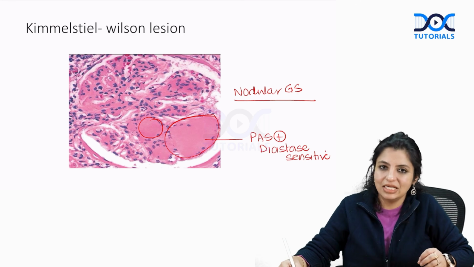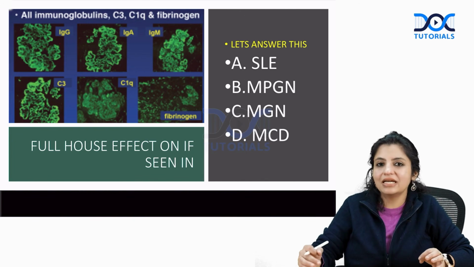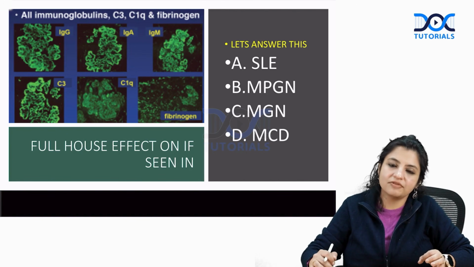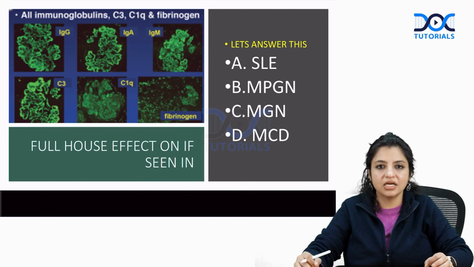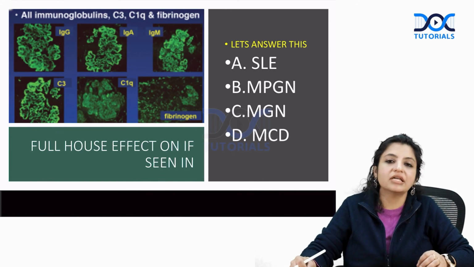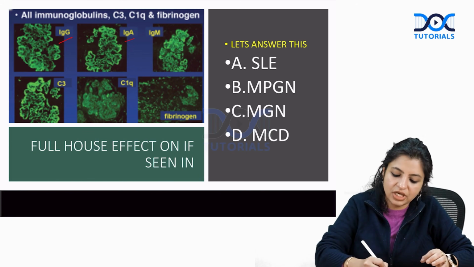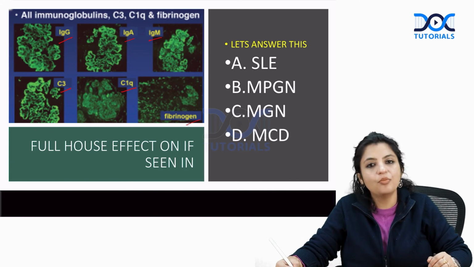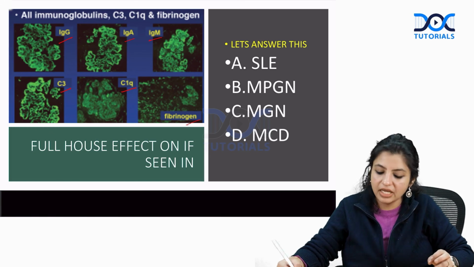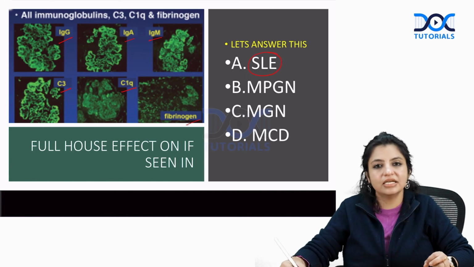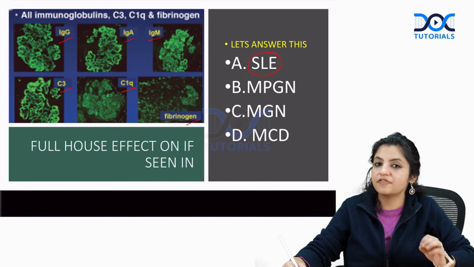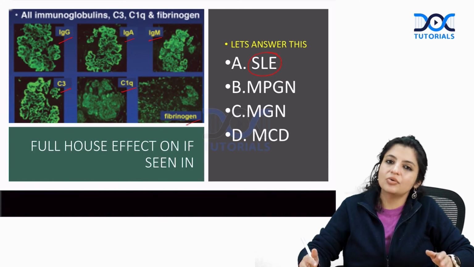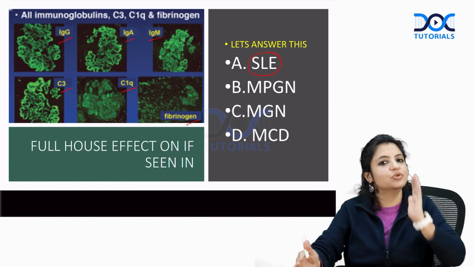Now, what about SLE kidney that you should remember? SLE kidney typically presents with the full house effect. So if somebody asks you in which condition the full house effect is seen, it is SLE kidney. What do you understand by full house effect? If you put IgG, IgA, IgM, C3, C1q and fibrinogen, all of them will come positive. This is what is called the full house effect, and this is very typically seen in SLE kidney, right? So that is about your diabetic and SLE kidney, which you should remember.